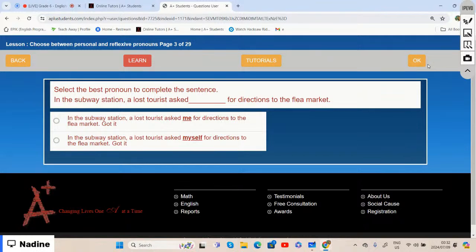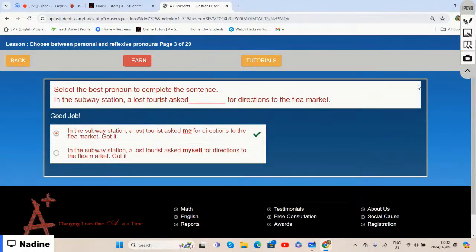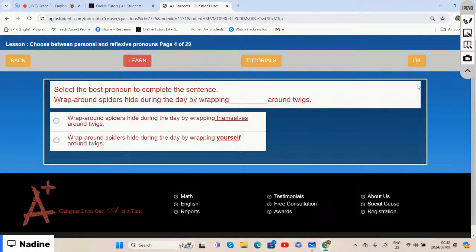All right. And if we were to choose the correct option, we will say, in the subway station, a lost tourist asked me for directions to the flea market. Got it, right? Which means that that is a personal pronoun because it's referring to someone else.